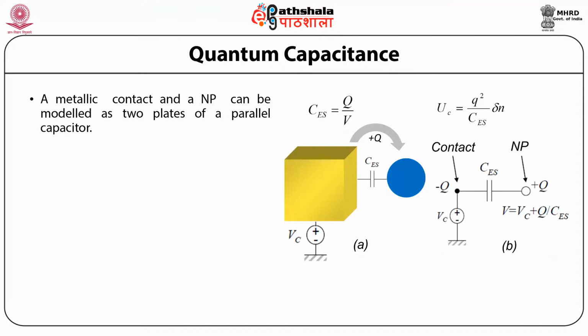The transfer of electrons from the contact to a nanoparticle leaves a net positive charge on the contact and a net negative charge on the molecule, and charging at the interface changes the potential of the nanoparticle relative to the contact. In this scenario, the contact and the nanoparticle can be considered as an electrostatic capacitor, which is represented by CES, which is different from the quantum capacitance discussed before.